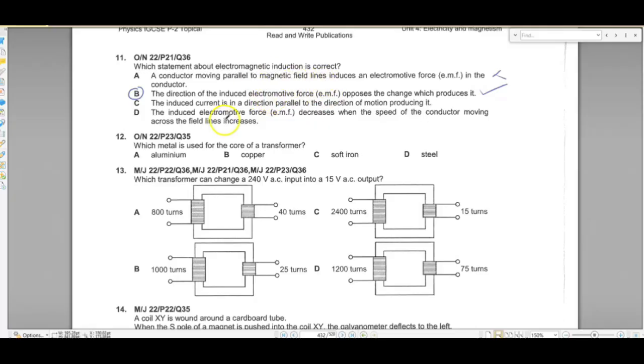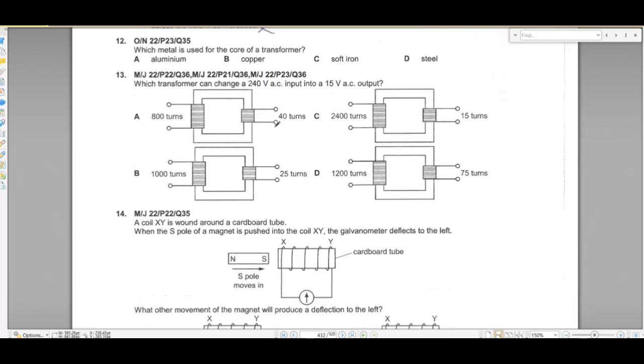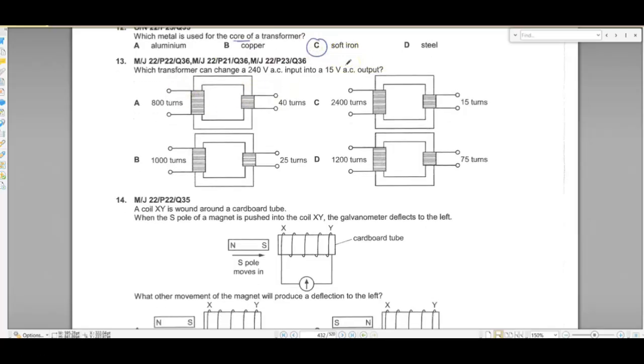Okay? The induced current is in the direction parallel. No, it's perpendicular. The induced electromotive force decreases when the speed of the conductor moving across the field lines increases. No, if the speed of the conductor increases, then the EMF increases. So this is not correct. That is why the answer to 11 was B. Question 12. Which metal is used for the core of a transformer? For the core of the transformer, soft iron is used and nothing else.